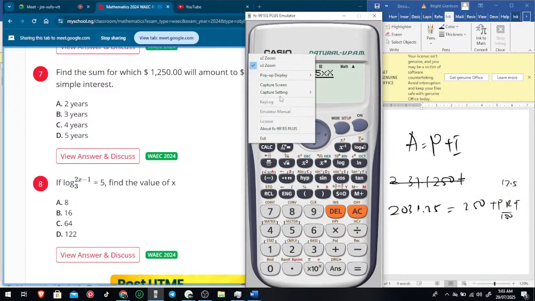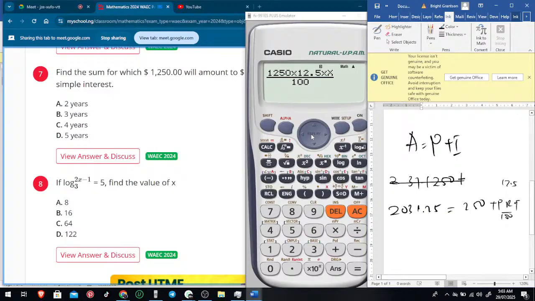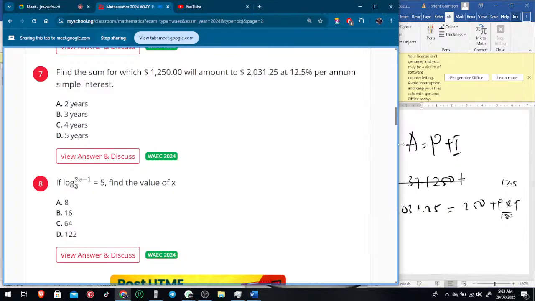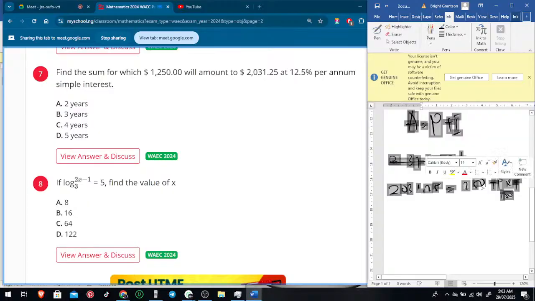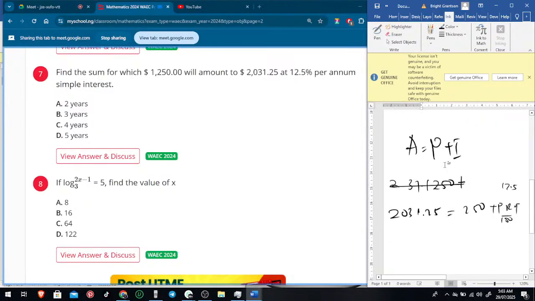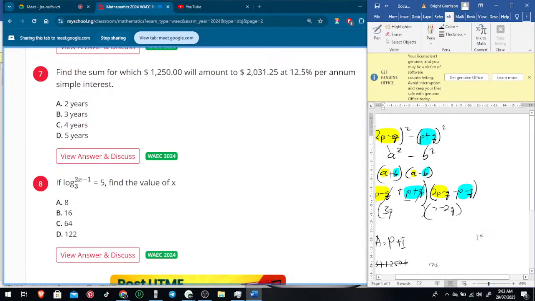So what's the simple interest if you are finding the time? Find the sum for which this principal will amount to 2031.25 at this interest rate. That's why I'm writing this again. There's a relationship between simple interest and amount, which means that amount equals principal plus interest. So amount is principal, then let me write it again.